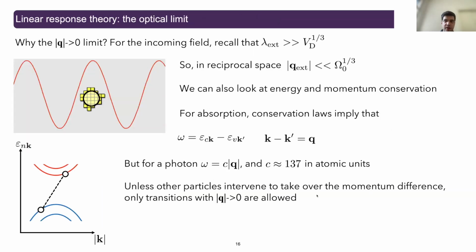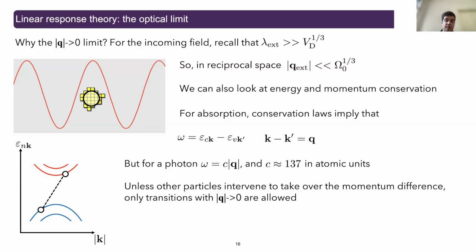Before I continue, I would like to explain why you are taking the Q to 0 limit. When I started talking about microscopic averages, I mentioned that we are dealing with cases where the wavelength is much larger than the characteristic length of your unit cell. This means that in reciprocal space, the photon's momentum is going to be small when compared to the characteristic momentum of the electrons. Another way to think about this is to consider the implications of momentum and energy conservation laws.